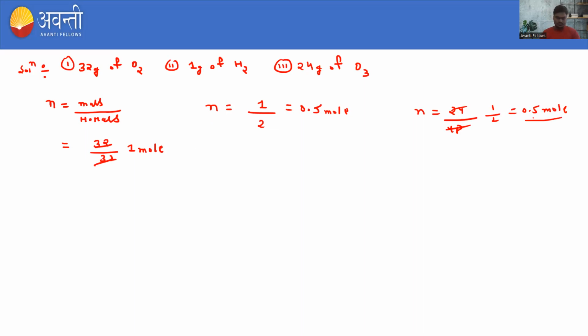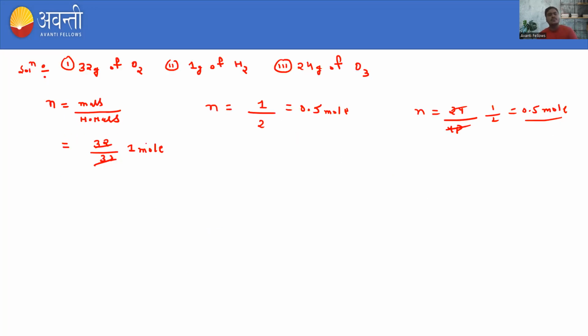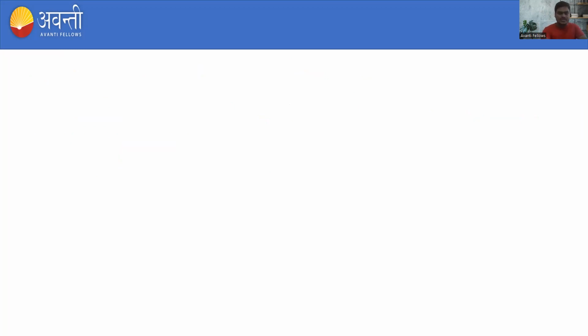Okay, so which will contain the highest number of moles? That is nothing but the first option, 32 gram of O2, because it will contain 1 mole. The rest all contain 0.5 mole, and again this is 0.5 mole, right? So which of the following contains the highest number of moles? That is the 32 gram of O2. So this is again a very simple question.